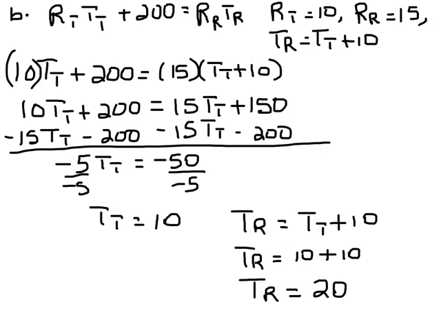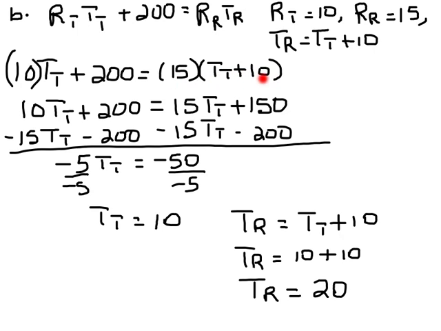Okay, and then finally in B, we have RTTT plus 200 equals RRTR. Alright, I know what RT is, what RR is, and I know that TR, right here, is equal to TT plus 10. So when I substitute all that in, RT is 10, TT is what we're looking for, plus 200 equals RR, which is 15, TR, which is TT plus 10.